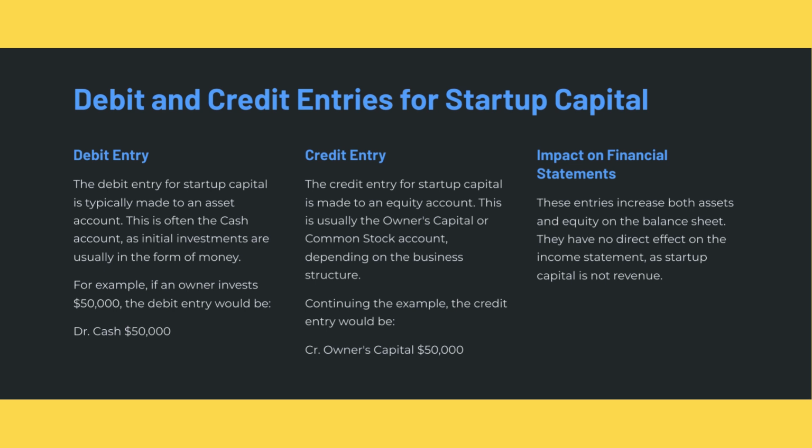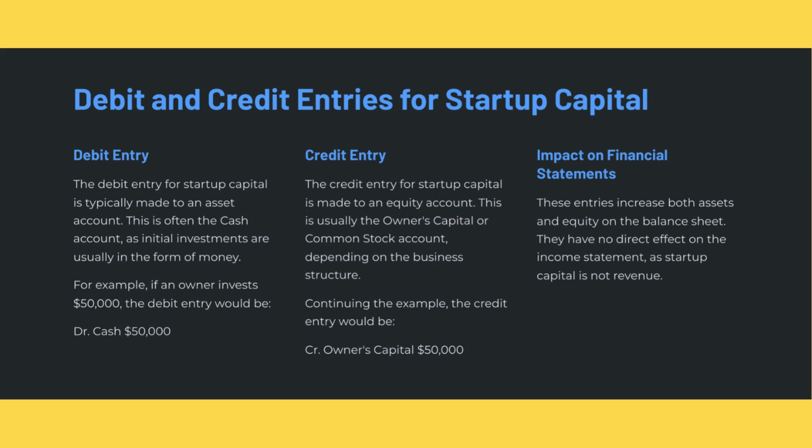Debit and credit entries for startup capital. Debit entry. The debit entry for startup capital is typically made to an asset account. This is often the cash account, as initial investments are usually in the form of money. For example, if an owner invests $50,000, the debit entry would be debit cash $50,000.